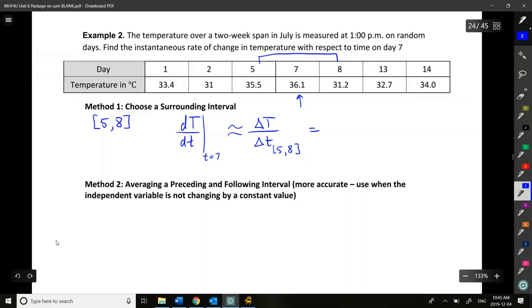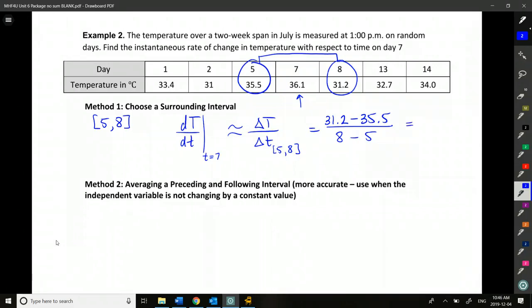So I'm going to consider this to be point number 2, and this will be point number 1. I'm going to do the change in temperature from point 2 minus point 1, over the change in days, 8 minus 5. Jonathan? Negative 1.43 repeated. And that would be degrees Celsius per day.